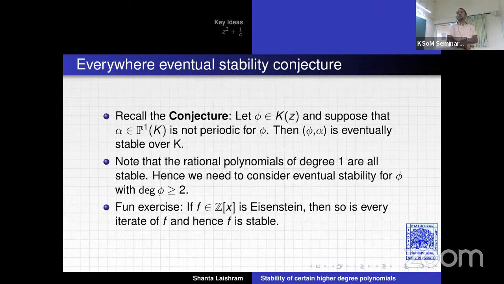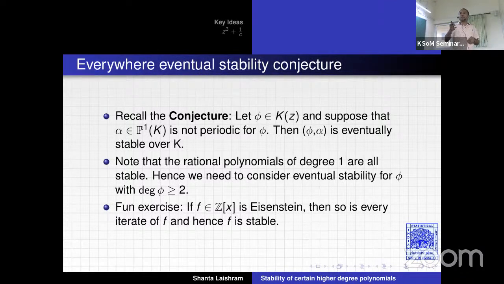So now let's recall the conjecture. The conjecture says that if you start with this rational function phi for which alpha is not periodic, then phi is eventually stable at alpha. That means that for every iterate, if you write phi^n as F_n over G_n, then F_n minus alpha G_n has finitely many irreducible factors.